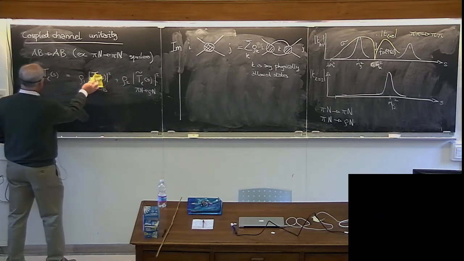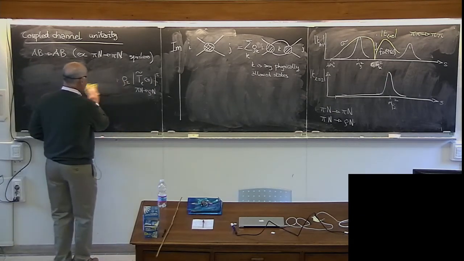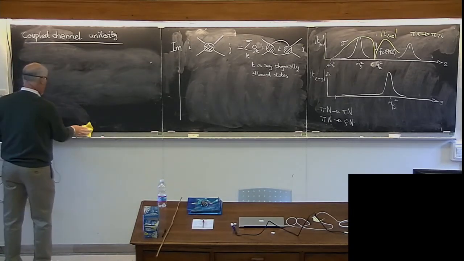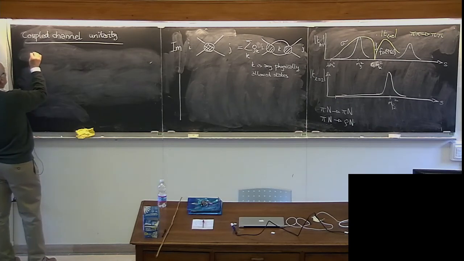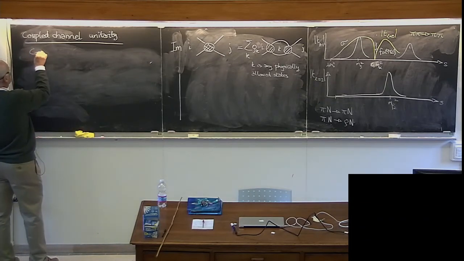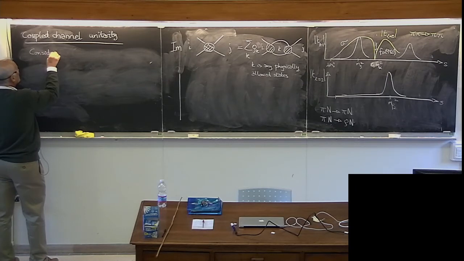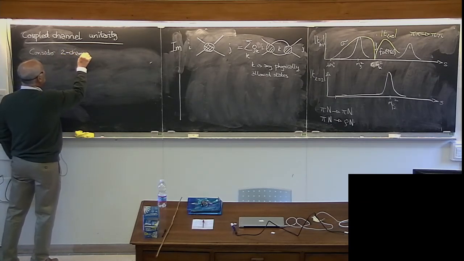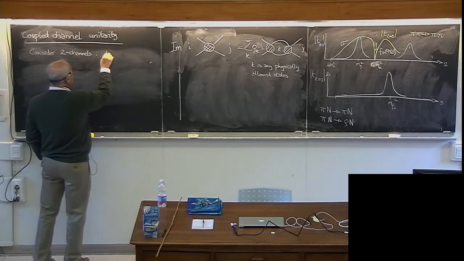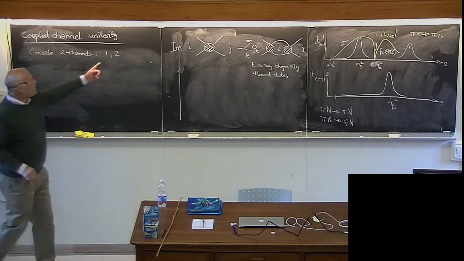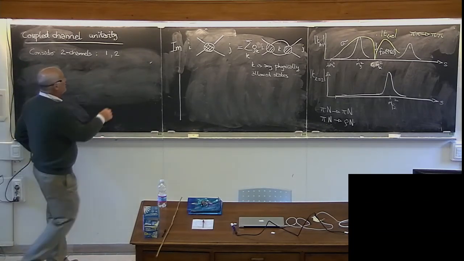So if we number the channels, label, so let's consider two channels. As I said, once you've understood two channels, consider two channels, which we'll call 1 and 2. One could be pi n, the other one rho n.